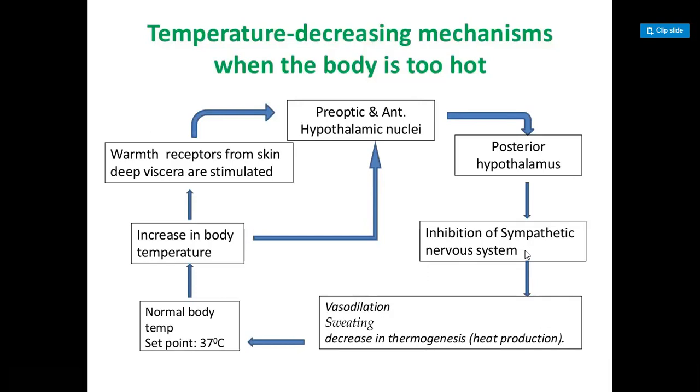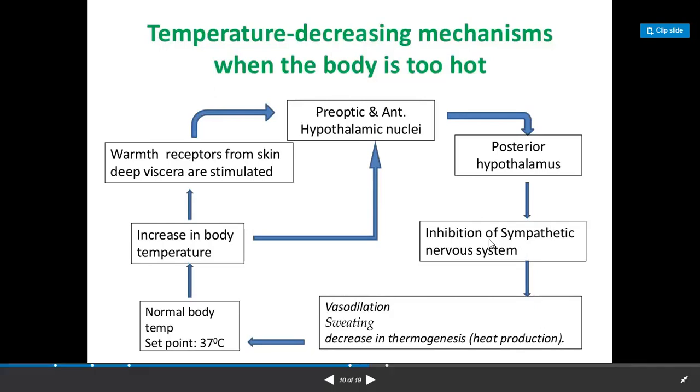From the kidney. The adrenal gland. From the adrenal gland, from the adrenal medulla, because we have the adrenal cortex and the adrenal medulla. So from the adrenal medulla. But now we want to decrease temperature. Because we want to decrease temperature, we have to inhibit the secretion of epinephrine and norepinephrine. So inhibition of sympathetic nervous system.